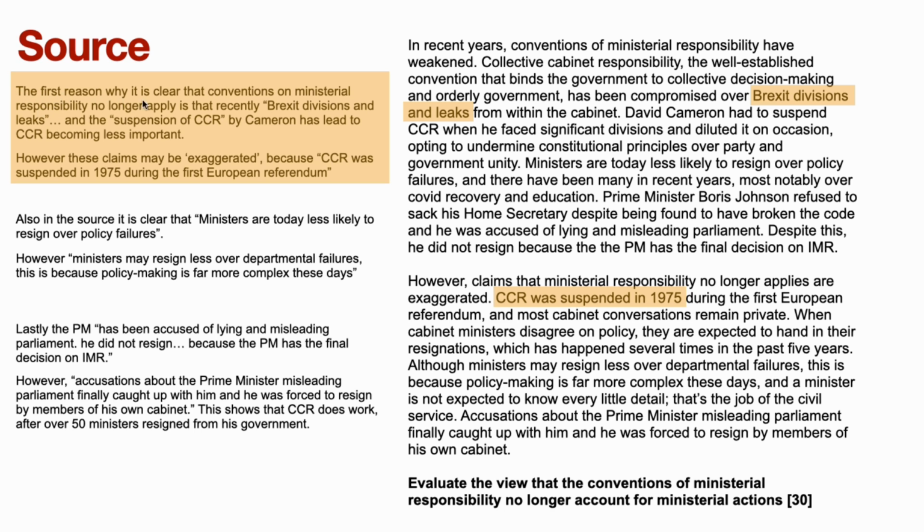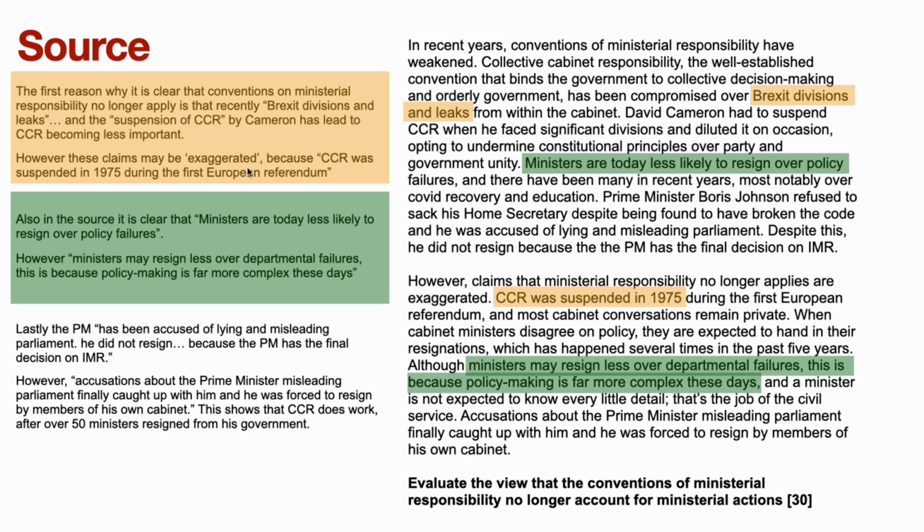The first reason why it is clear that conventions of ministerial responsibility no longer apply is that Brexit divisions and leaks and the suspension of CCR by Cameron has led to CCR becoming less important, right? So Brexit divisions and leaks, and that is my first point. And CCR was suspended in 1975. So I've also used that to finish my first point.